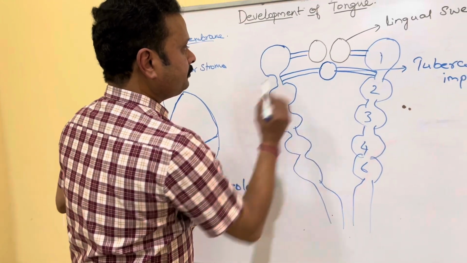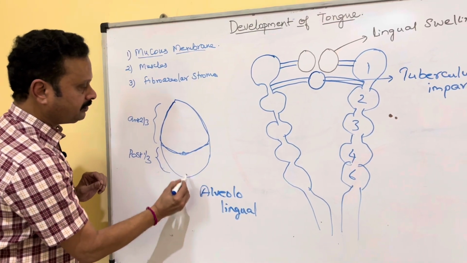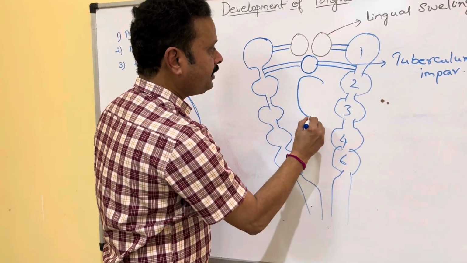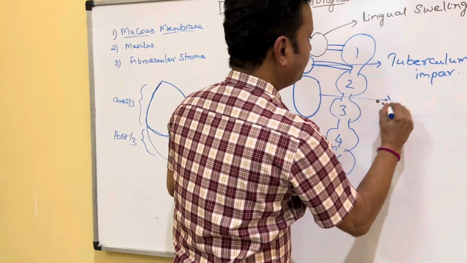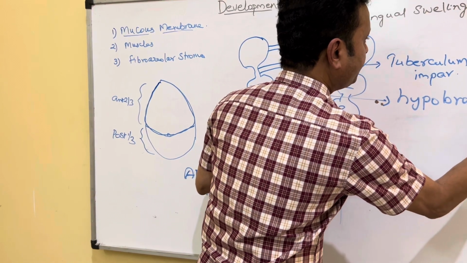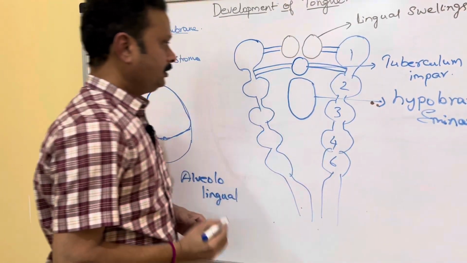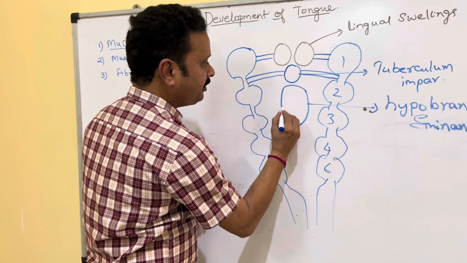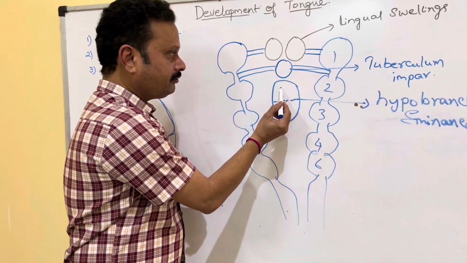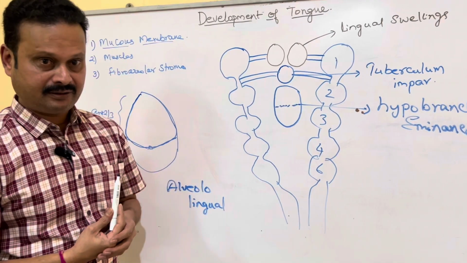Now coming to the next part, that is how the posterior one-third of the mucous membrane is developed. Again, there arises a fusiform midline unpaired swelling called the hypobranchial eminence. This hypobranchial eminence is divided by a transverse sulcus into a ventral anterior or cranial part and a dorsal posterior or caudal part.